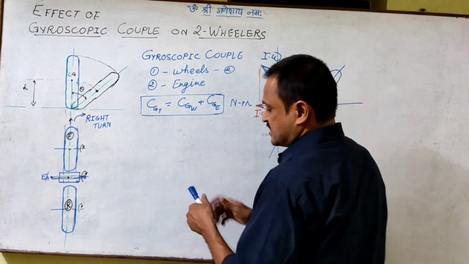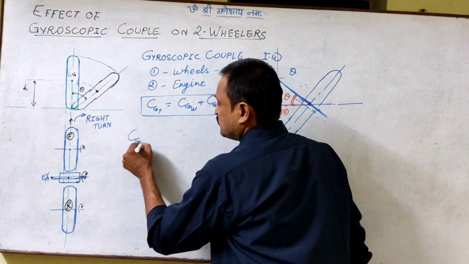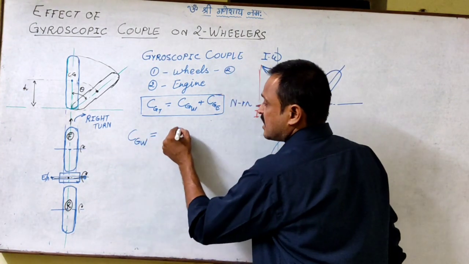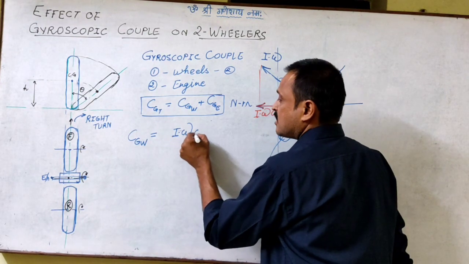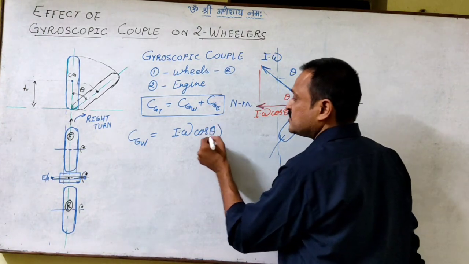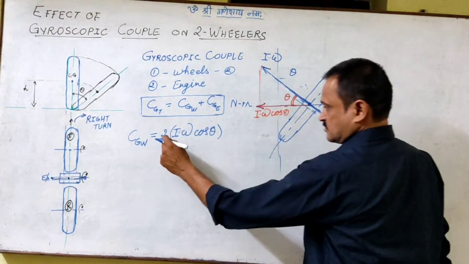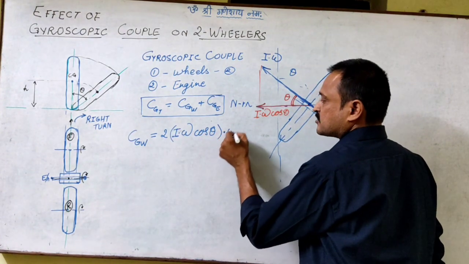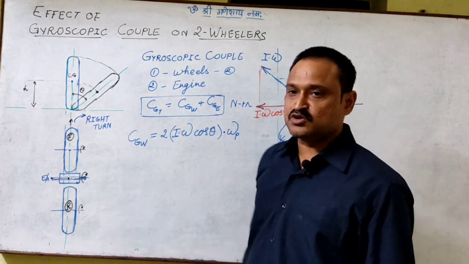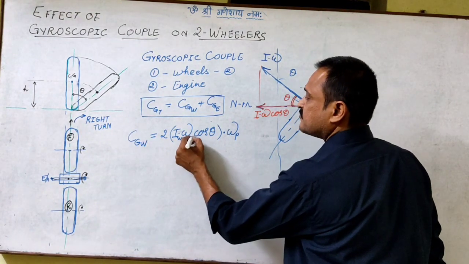So how is my expression given? The gyroscopic couple due to the wheels will be I omega cos theta, and there are two wheels, right? I omega cos theta times omega p. Again, what is omega p? So this is for the wheels, so I give the suffix W.